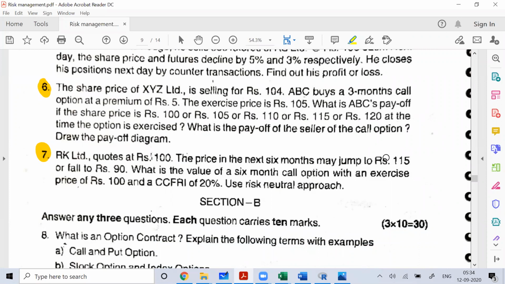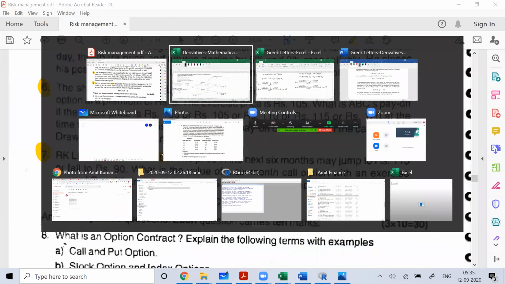The RK Limited quote is at 100 rupees. So the RK Limited quote right now is 100 rupees. It means the present stock price is 100 rupees.